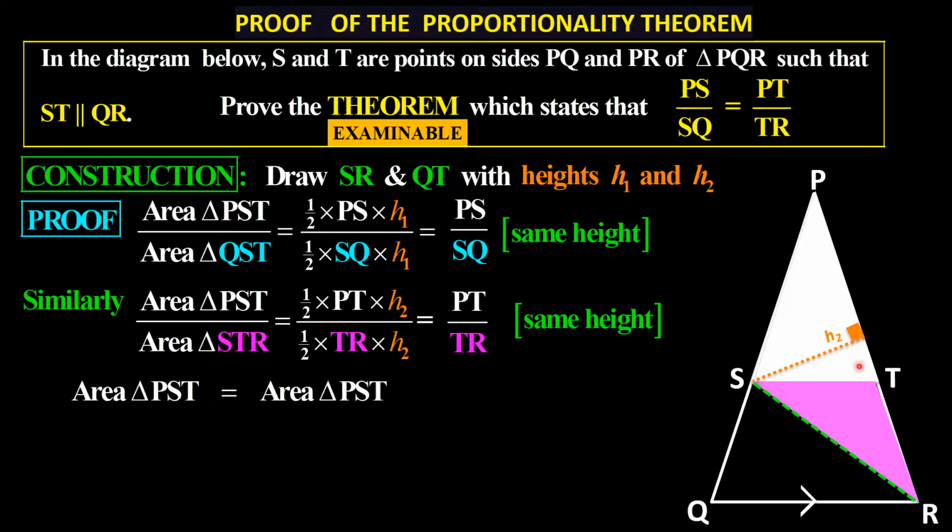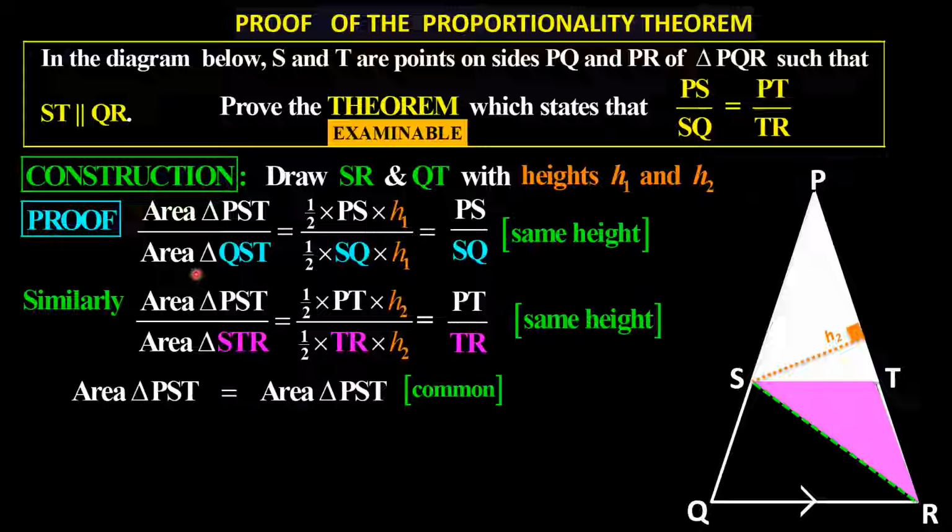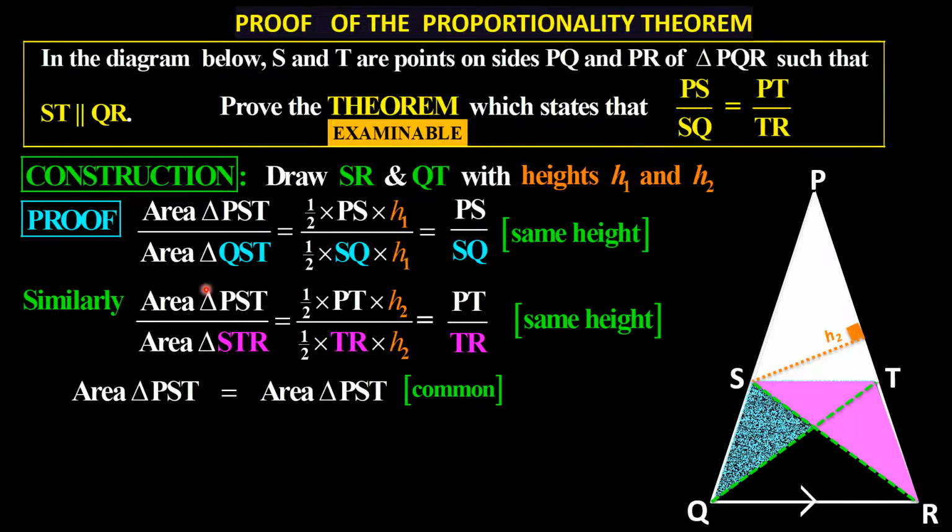Now, if we look, you see in both cases we had PST and PST, so it's the same PST, so they are common. Right? We're just comparing these fractions. That numerator and that numerator is the same. Let's compare the denominator part. QST. Let's look at QST.